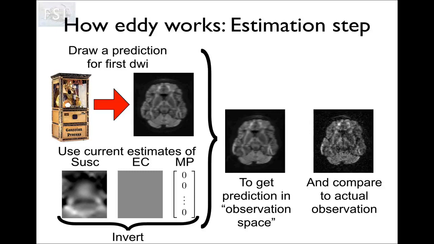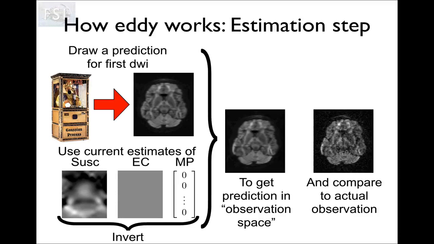So we draw a prediction for the first diffusion weighted image. And remember, this is now not identical to the image that was input with this diffusion gradient, because it is a combination of all the different images that you put in, that all are distorted in different ways in different directions. And as I said before, you can think of it as being the average of two images that's been distorted in opposite directions. Then we use the current estimate of susceptibility, eddy currents and motion parameters to get the prediction back into observation space, and then we compare that to the actual observation.